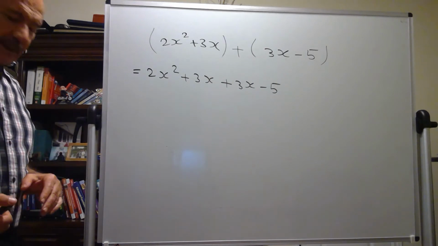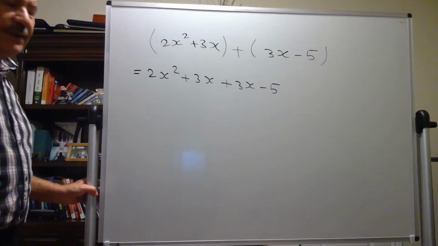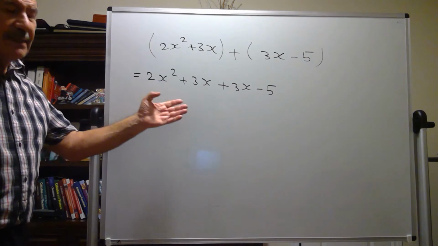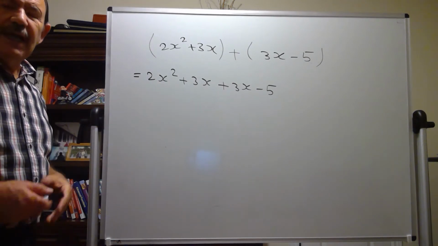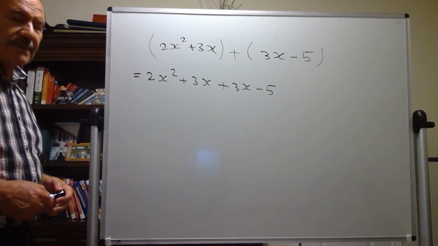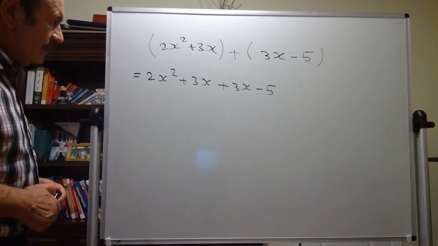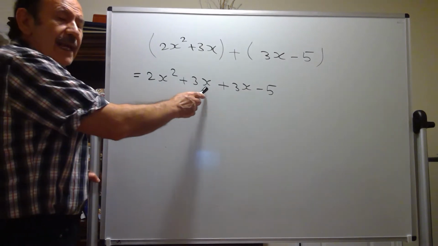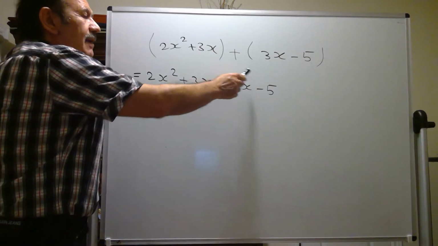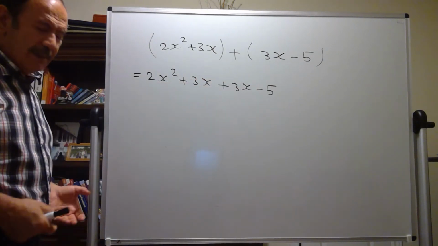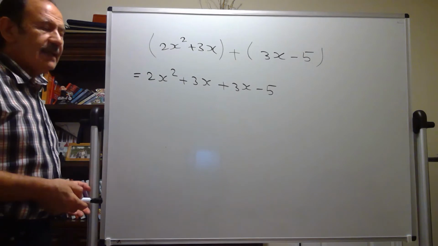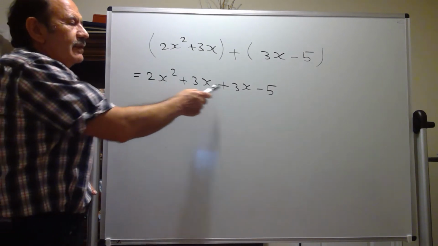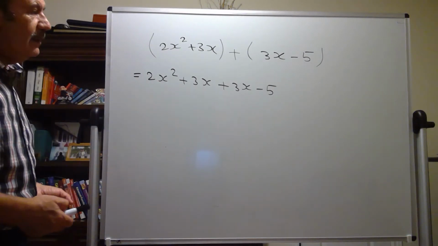Now, as I explained in other videos, for simplifying this one, we just add or subtract the like terms. Refreshing your mind, the like terms are the terms with the same base and the same exponent, different or same coefficient, we call them like terms.